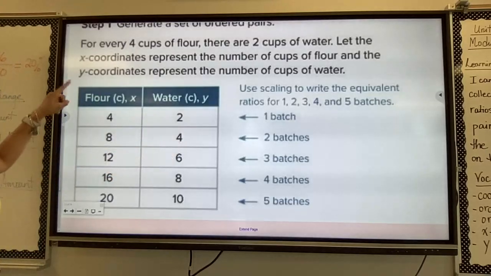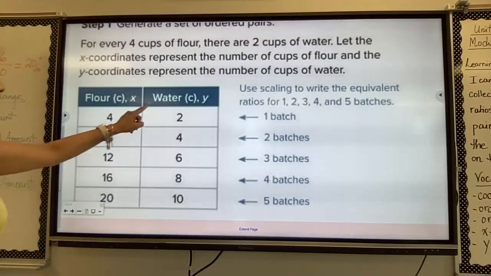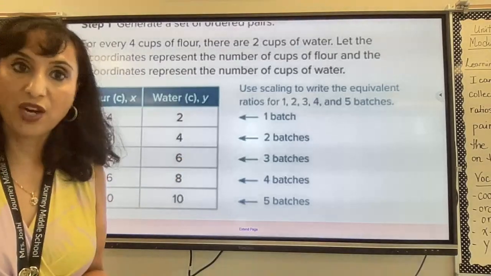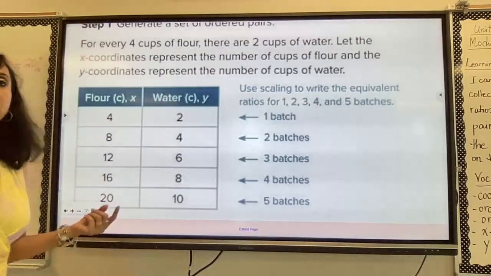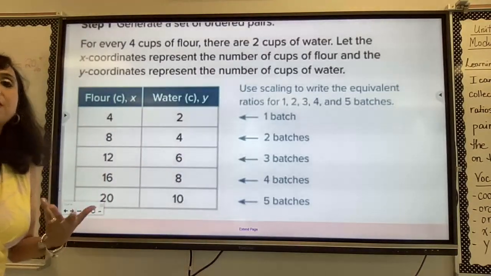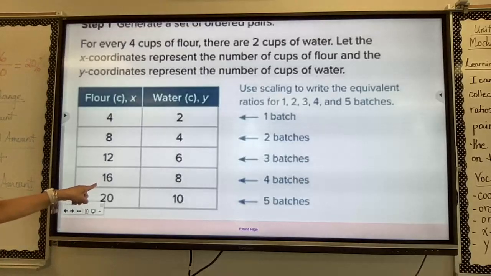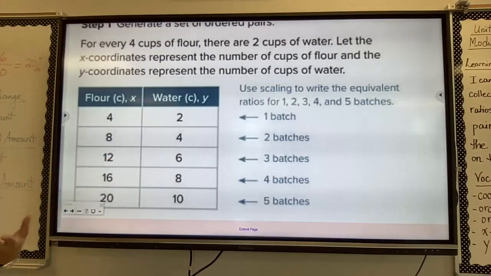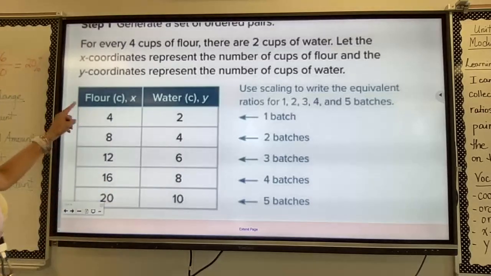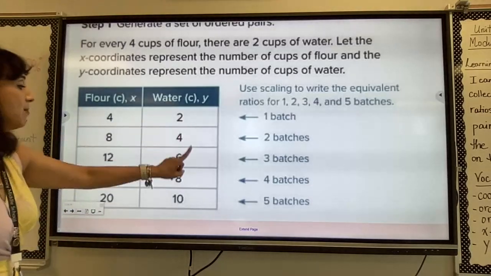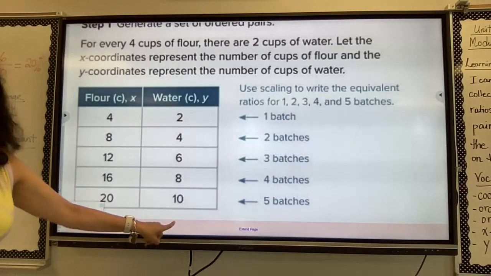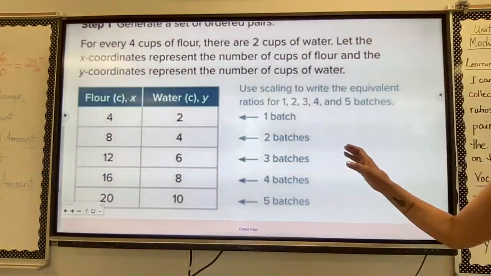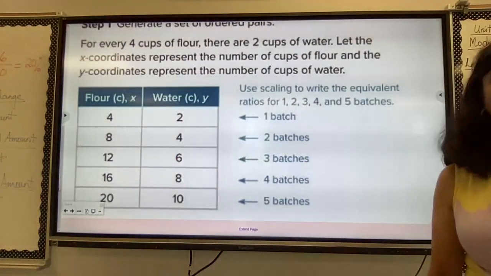For 3 batches, I do 4 times 3 is 12, and 2 times 3 is 6. I'm using the multiplicative structure that we talked about. Okay, that's for 3 batches. For 4, you'll do times 4. So I get 16 cups of flour to 8 cups of water. For 5 batches, I would multiply with 5. So 4 times 5 is 20 and 2 times 5 is 10. So now I have created my ordered pairs by scaling up.